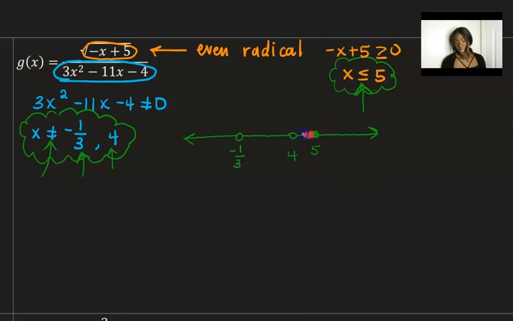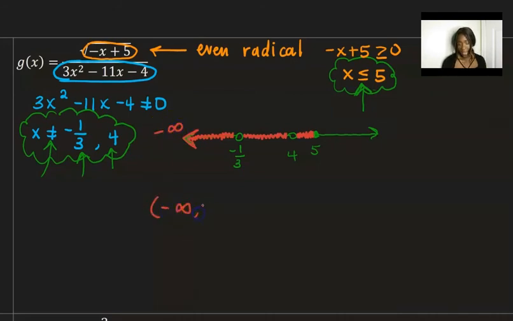So because this was less than or equal to 5, I can only shade the numbers that are smaller than 5. But I can't shade 4 because x can't be 4, and I can't shade negative 1/3 because x can't be negative 1/3. But I can shade everything to the left of 5. I can't shade anything to the right of 5 because x has to be less than or equal to 5.